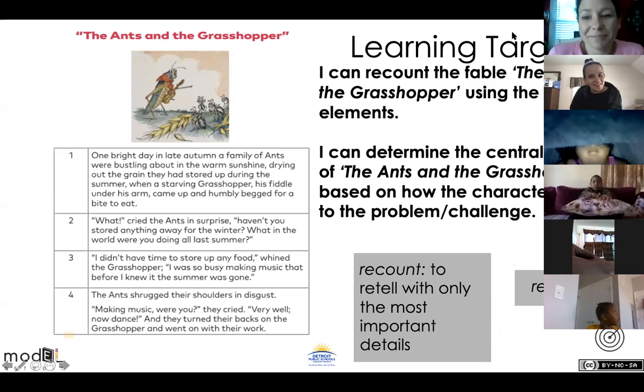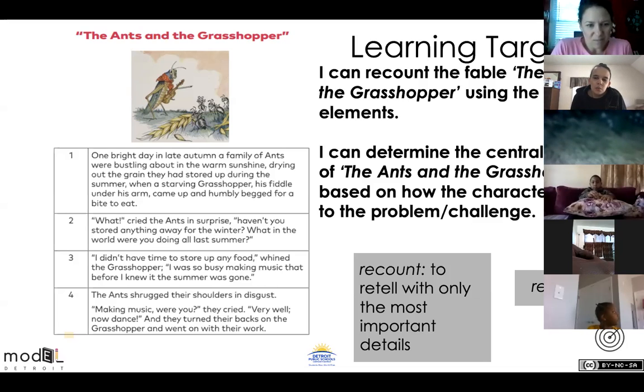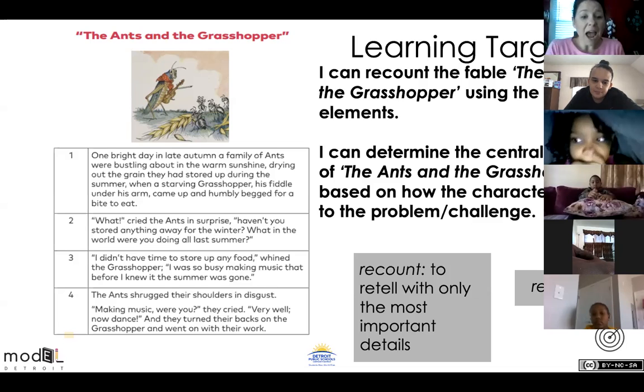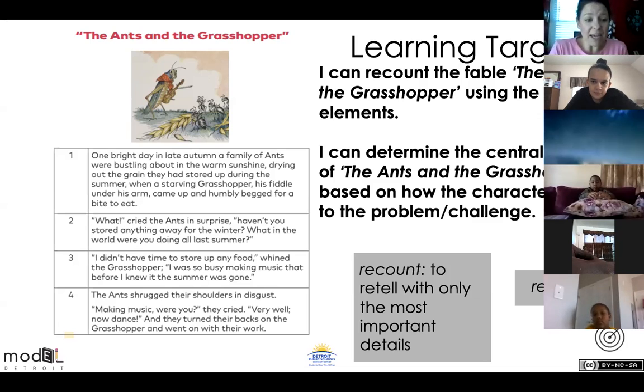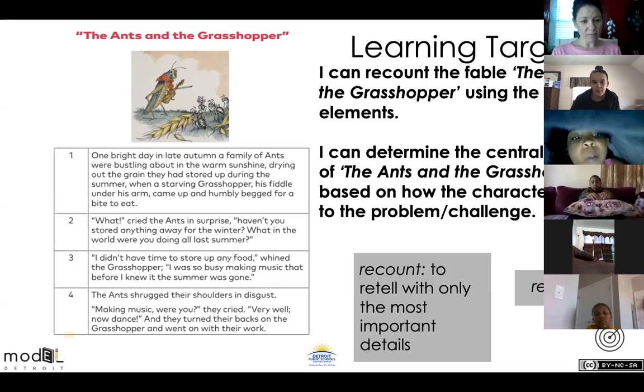You can stop bustling. What? Cried the ants in surprise. Haven't you stored anything away for winter? What in the world were you doing all last summer? I didn't have time to store up any food, whined the grasshopper. I was so busy making music that before I knew it, the summer was gone. The ants shrugged their shoulders in disgust. Making music, were you? They cried. Very well, now dance. And they turned their backs on the grasshopper and went on with their work.